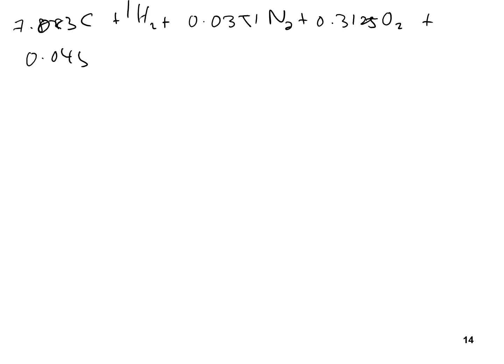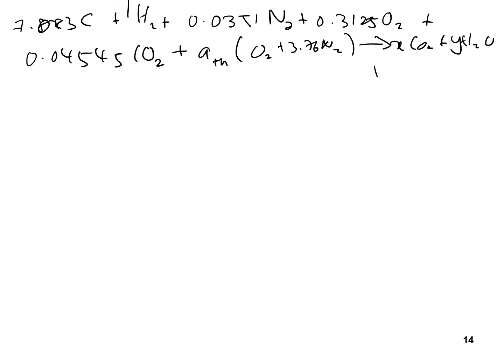Okay, so 7.083 C plus 1 H2 plus 0.0351 N2 plus 0.3125 O2 plus 0.0445 CO2 plus a times (O2 plus 3.76 N2) produces XCO2 plus YH2O plus ZN2. Okay, so from here you can do the chemical balance.